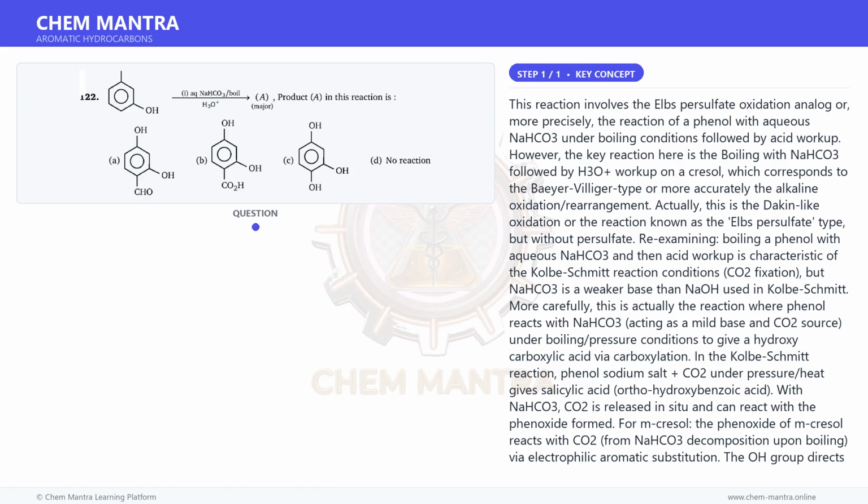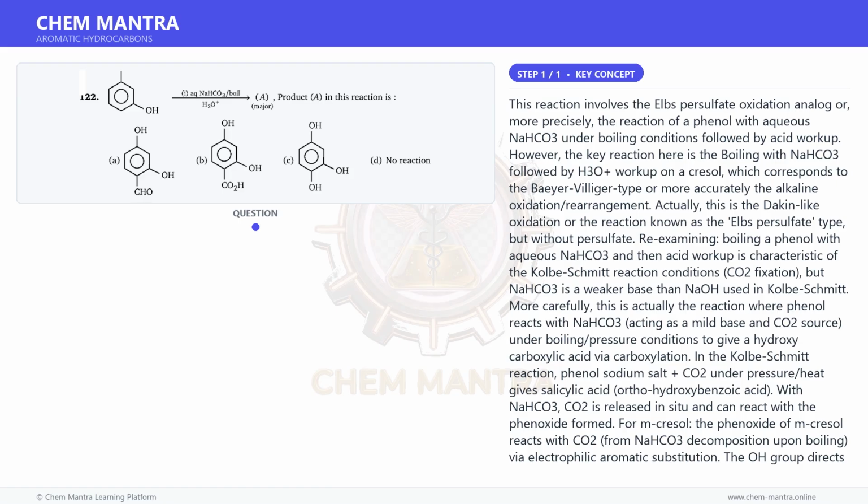For m-cresol, the phenoxide of m-cresol reacts with CO2 from NiHCO3 decomposition upon boiling via electrophilic aromatic substitution. The OH group directs CO2, acting as electrophile, to ortho and para positions. In m-cresol, the OH is at position 1 and CH3 at position 3. The available ortho positions to OH are C2 and C6, the para position to OH is C4. C4 is also para to CH3. Position 3 means C4 is ortho to CH3.